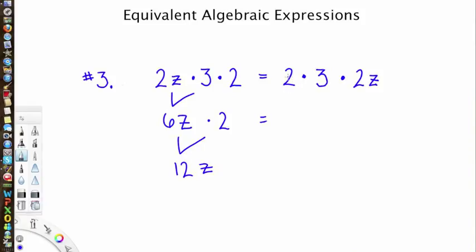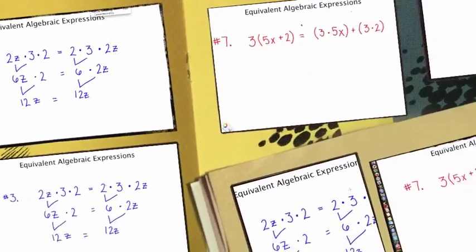Over here, we just go left to right, same thing. 2 times 3 is 6. Bring down my 2z. And then 6 times 2z would give me 12 z's all together, and sure enough, 12z is equal to 12z. So this is true, and this exhibits the commutative property. All we're doing is moving around or changing the order of the terms.